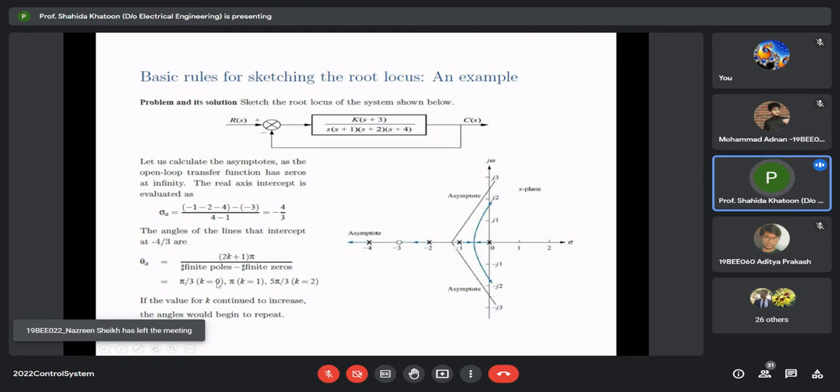For k equal to 0, it becomes pi by 3. For k equal to 1, it becomes 2 plus 1, 3, pi by 3, so it is pi. Then for k equal to 2, 2 into 2, 4 plus 1, 5 pi by 3. So the angles of the asymptotes will be pi by 3, pi and 5 pi by 3. Pi by 3 is 60 degrees, since 180 by 3 is 60. Then pi is 180 degrees. Then 5 pi by 3, which is 300 degrees. If the value of k continues to increase, the angles would begin to repeat. So please note down this example in your notebook.